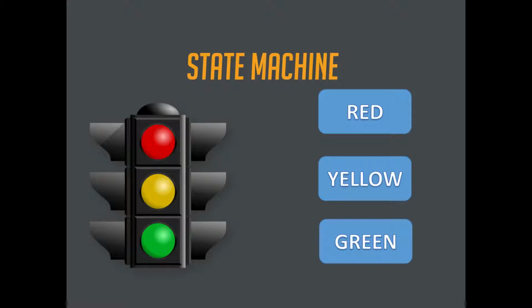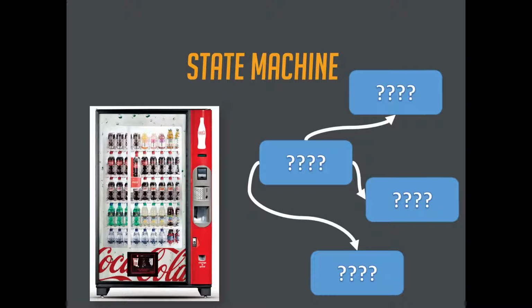So same with the stoplight, right? When it's in red, the actual bulb in the stoplight turns on, right? And when it's yellow, the bulb in the yellow one turns on. Same with the vending machine, right? Things actually happen when you're in different states. So we need to do the same thing in Unity.